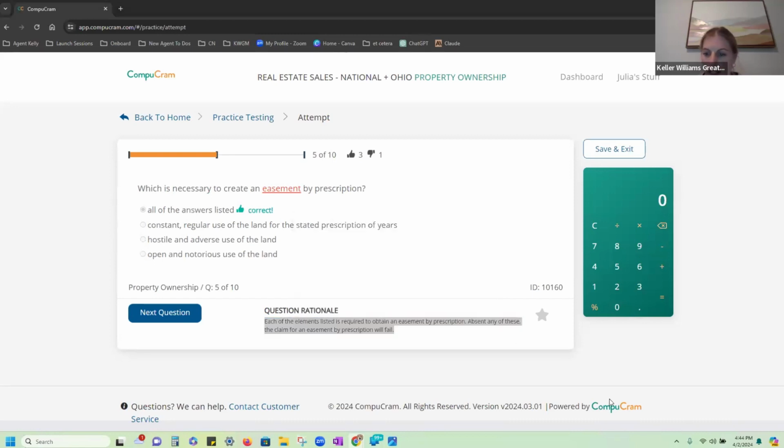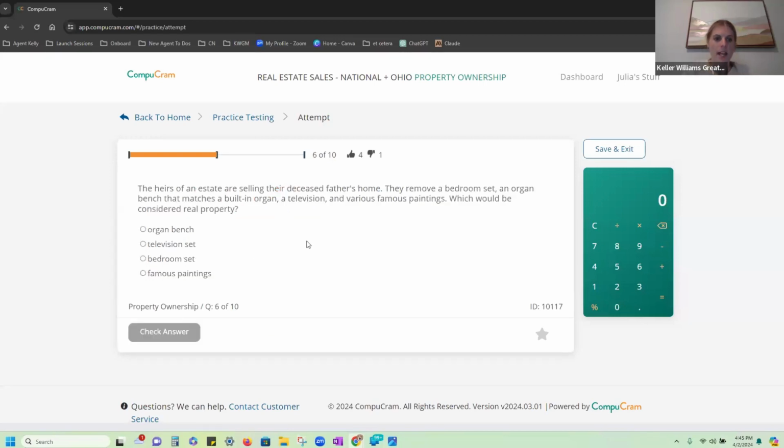All of the listed answers. So each of the elements listed is required to obtain an easement by prescription. Absent any of these, the claim for an easement by prescription would fail. Oh, it won't let me highlight the answers. So basically you need open and notorious use of the land, hostile and adverse use of the land, and constant, regular use of the land in order to have an easement by prescription.